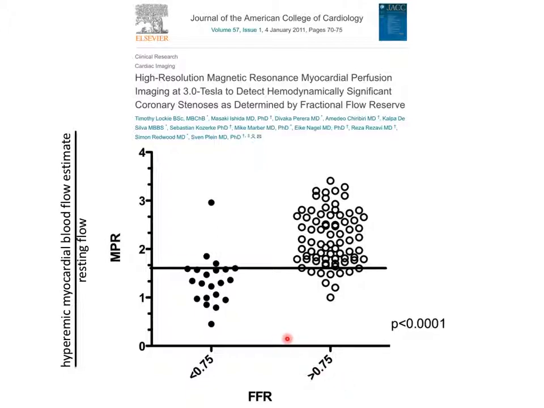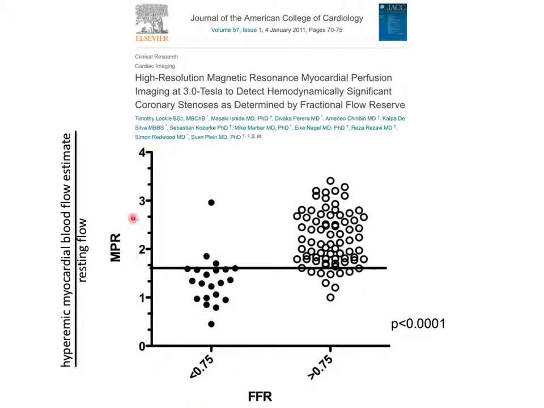So FFR is on this axis, and they've made two buckets. Okay? This bucket, the FFR is below 0.75. That means greater than 25% drop in pressure across the lesion. So this bucket are the patients who are positive FFR. This bucket are the patients in whom the FFR did not achieve a 25% drop, so greater than 0.75. And so these are considered non-significant.